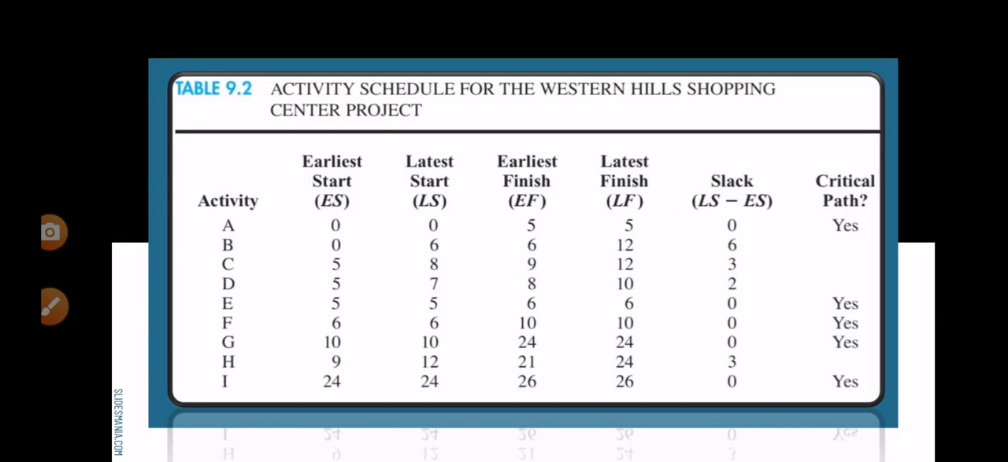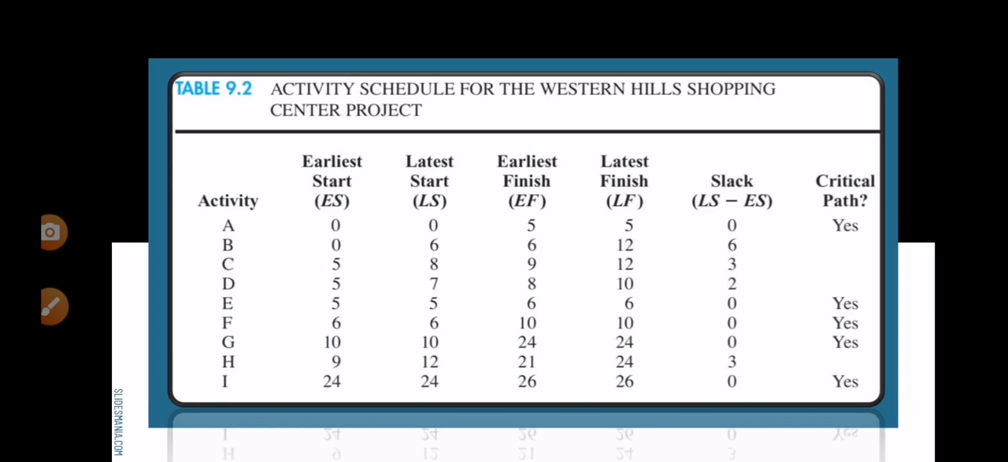So here in Table 9.2, you can see which activities are critical. Activity A has zero slack, so it should not be delayed. The same goes for activity E, activity F, activity G, and activity I. These are the critical activities, therefore they can never be delayed.